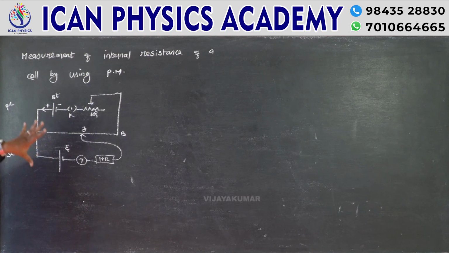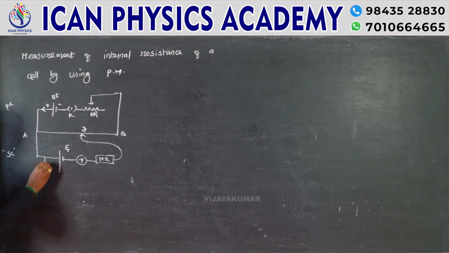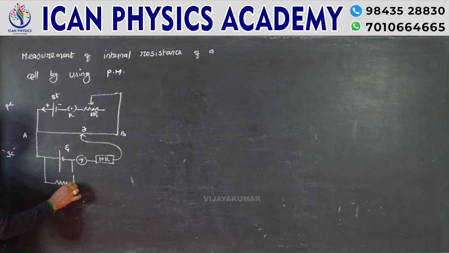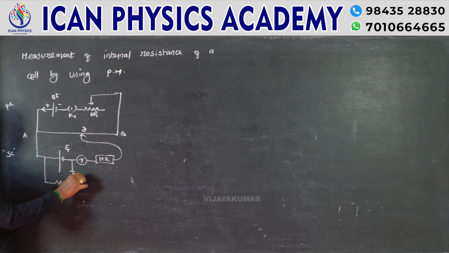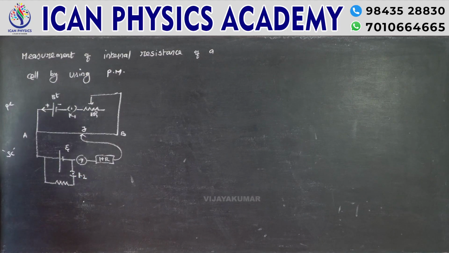Okay. So it's just like the principle of potentiometer. It is nearly the same diagram we drew for the principle of potentiometer. Only one change: a resistance is connected in parallel with the EMF of the cell. Okay. Now it is connected with another key. Now we are using two keys. So it can be taken as K1 and it can be taken as K2.